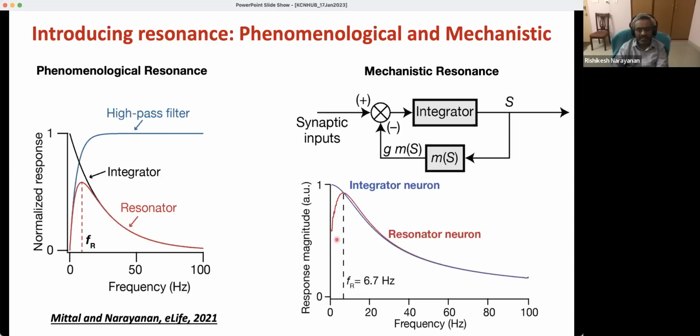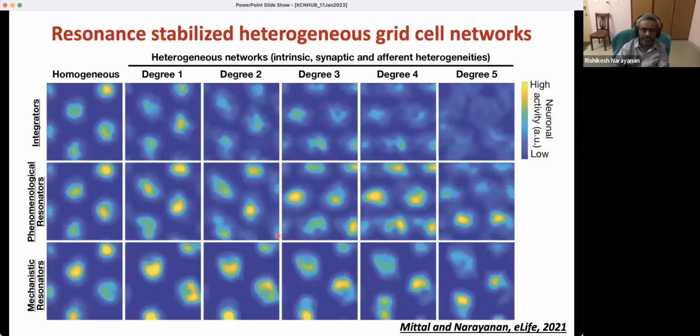And both of them gave him resonance. Now he replaced all the neurons in the network with resonators rather than having them as integrators. These are class 2 excitability, if you will. So in the integrator, we observed that there was a disruption in the grid cell firing pattern.